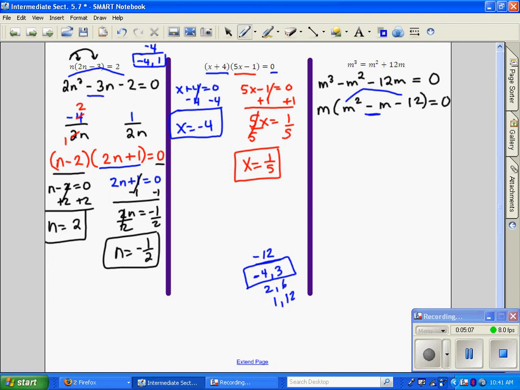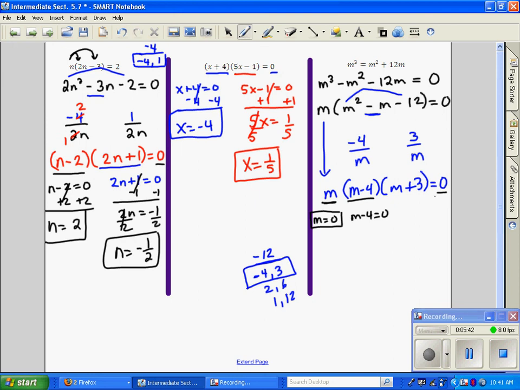Now I'm going to take those factors, negative 4 and 3, and I'm going to put it over, there's a known 1 here, 1m and 1m. Then I check to see if my fraction simplifies, and then write from bottoms up. M minus 4, m plus 3. Do not forget to drop your GCF, equals 0. Now to solve this, I'm going to set each one of these equal to 0. So I get m equals 0. That's done. I'm going to get m minus 4 equals 0.